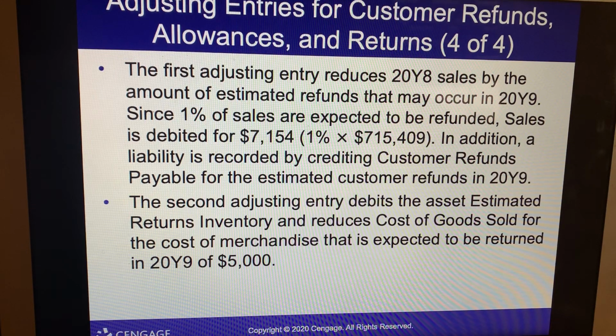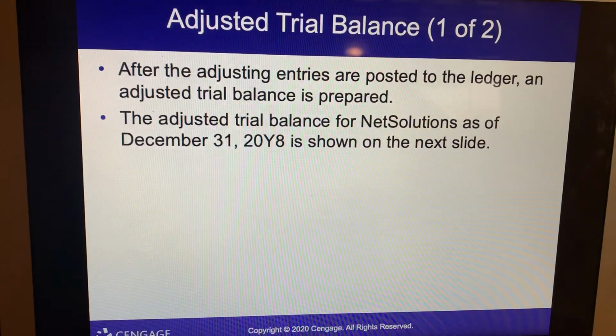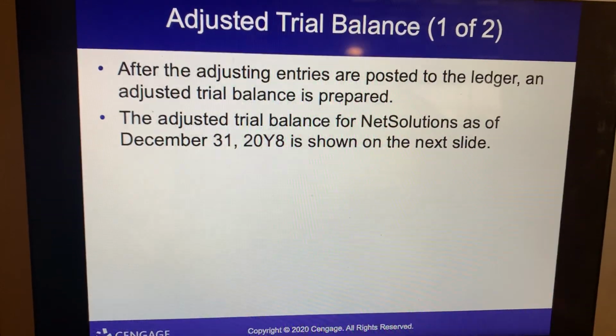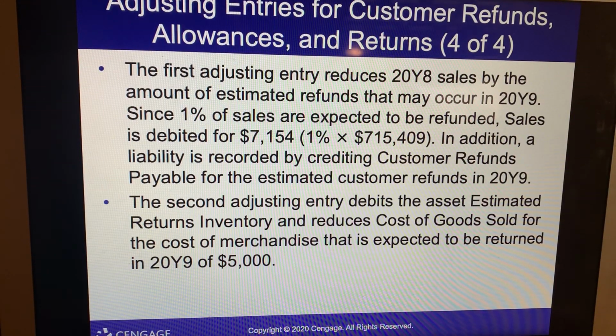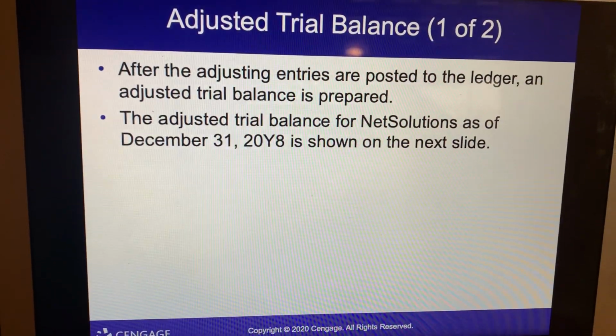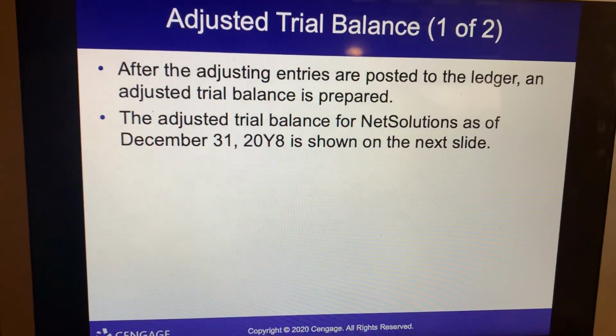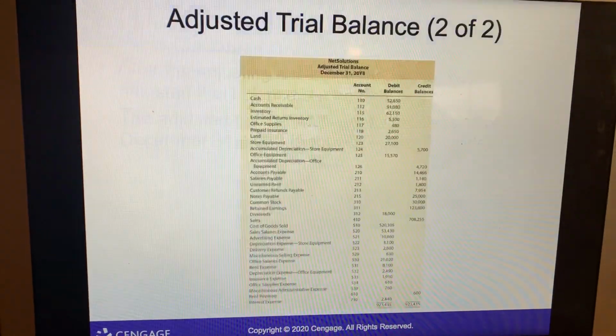So here are some examples again. Let's take a look at this. Oh, hang on one second. Actually, I just explained that in the previous one. After the adjusting entries are posted to the ledger and an adjusted trial balance is prepared, the adjusted trial balance for the company as of December 31, 2018 is shown on the next slide.